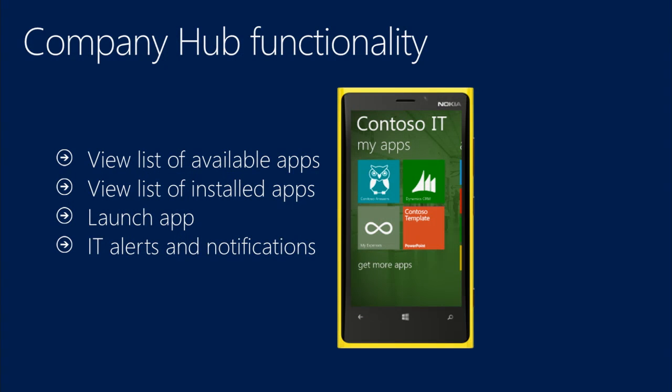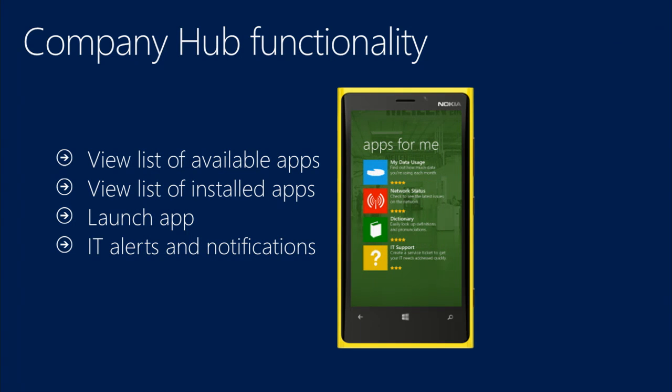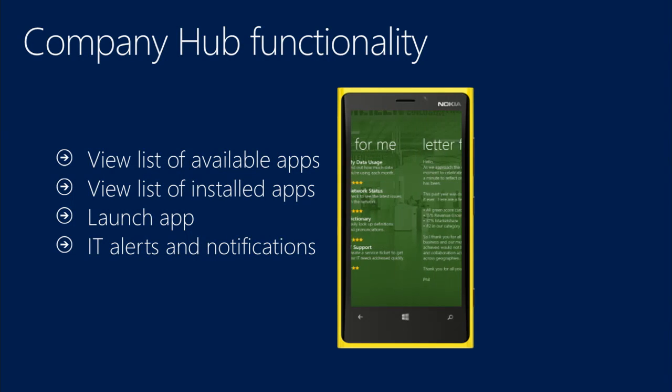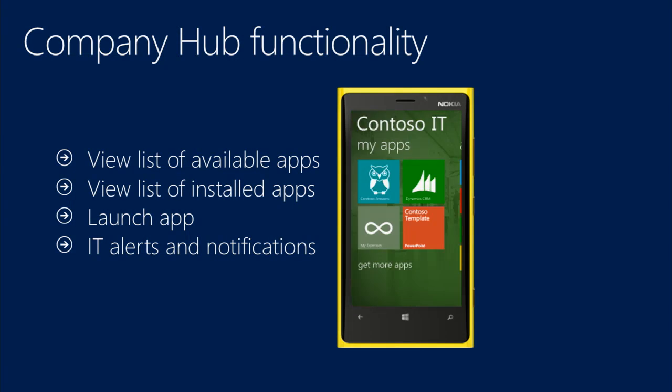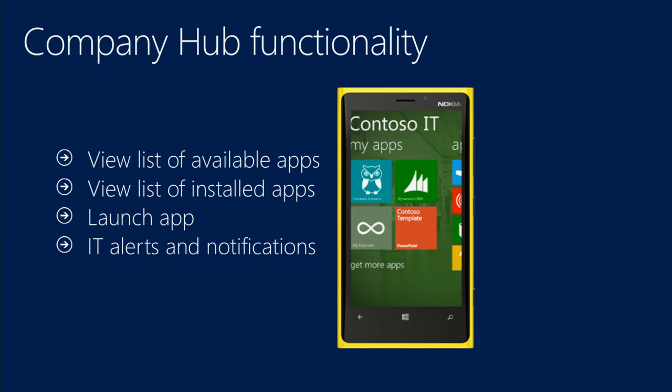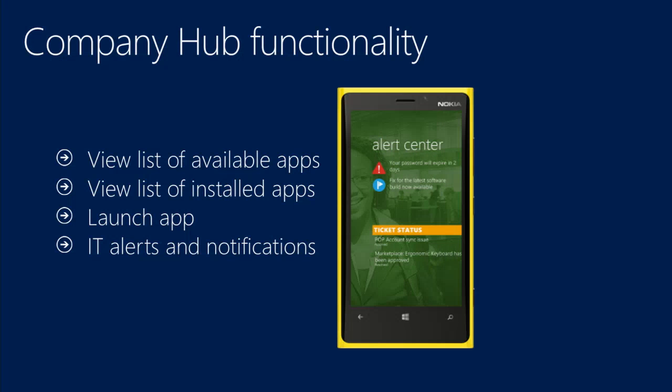So the company hub functionality is a little bit more robust. You can develop it out. You can actually show quite a bit, link it into other things. You can still view the list of available apps, view the list of installed apps. You can launch an app from within the actual hub, and you can get your IT alerts and notifications and have them programmed into the hub.